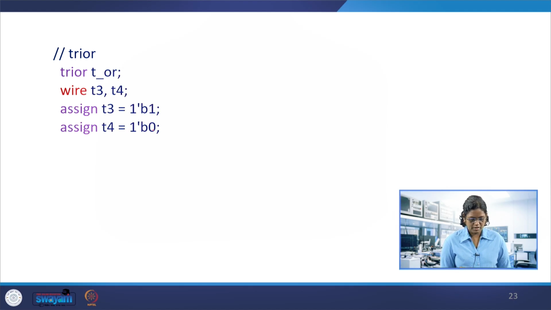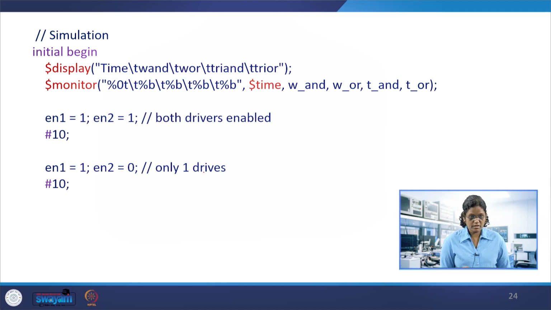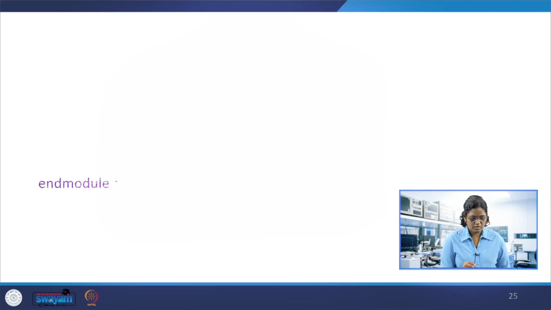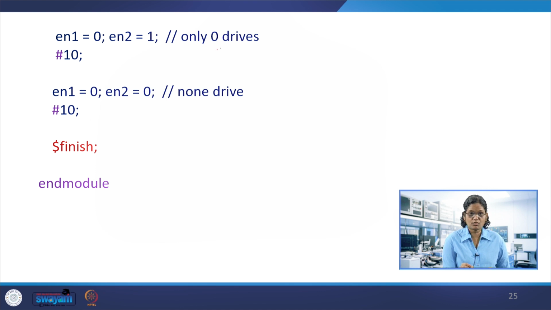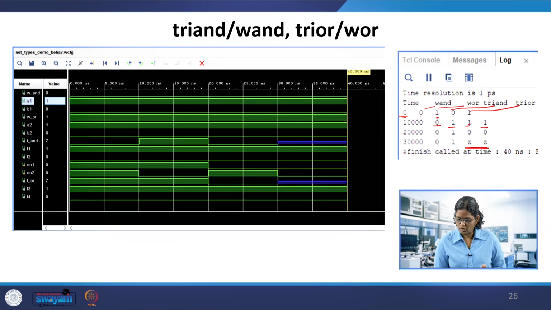T3 and T4 similarly. You can see in the outputs, only one drives here, 1 and 0. If this is 0 and 1, then 0 will be prevailing. At 0 0, there is a high impedance state. So you can compare this with the outputs we have got, 1 1 and 0 0 0 1. This is for wire AND and wire OR. All three are the same, whereas the changes you can observe are in these combinations.